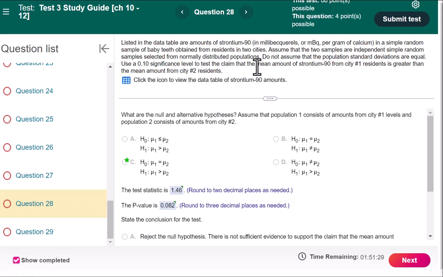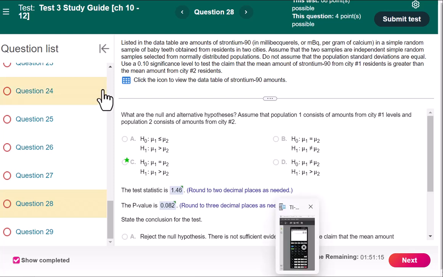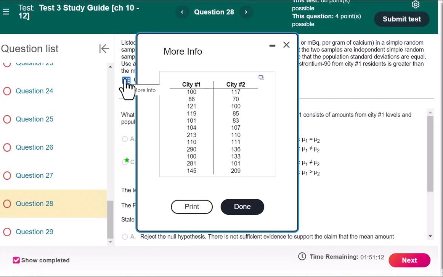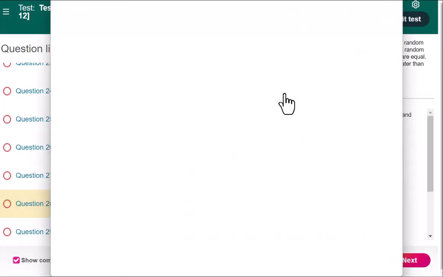Use a 10% significance level to test the claim that the mean amount of strontium 90 from city 1 is greater than that of city 2. So we need a greater than. It's right here, guys. Always equal sign in the null and greater sign in the alternative. So it's a two-sample t-test. Let's see here what we have. I'm going to do it in StatCrunch here, so open in StatCrunch.